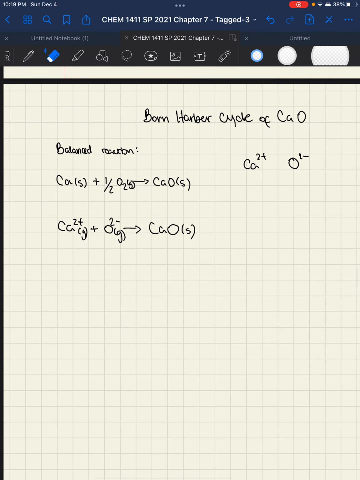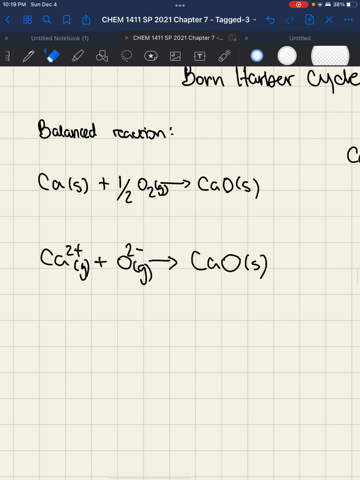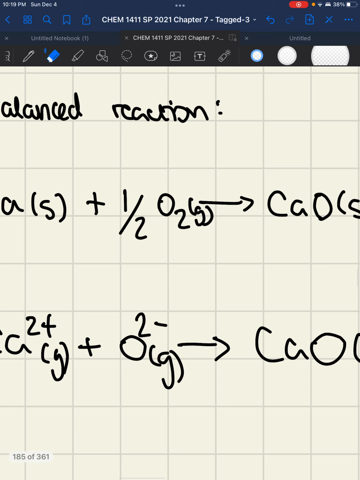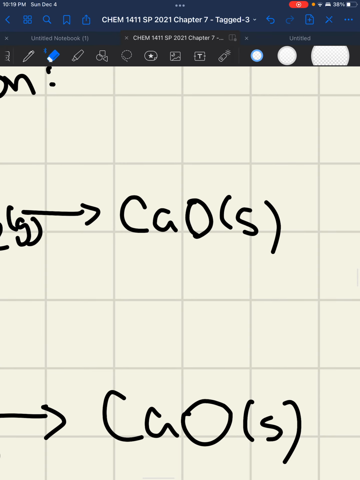And I already wrote the balanced reaction here. So it's calcium in its standard state, which is solid. You can find that in the periodic table, as well as the standard state of oxygen, which is gas. And then the product would be calcium oxide solid, but I balanced it with 1/2 since we only need 1 O, as you can see here, for calcium oxide.